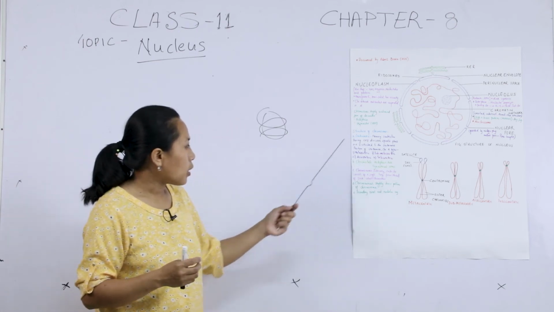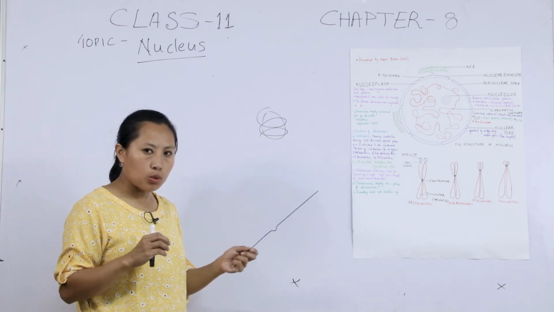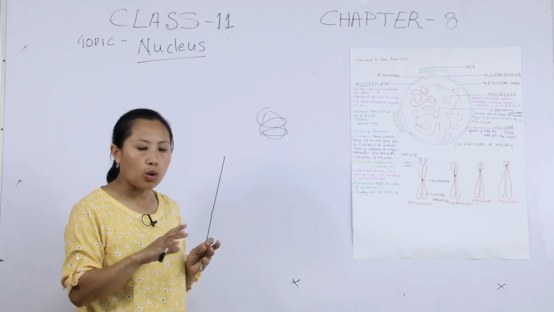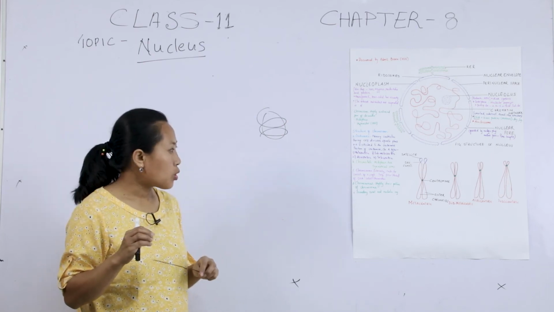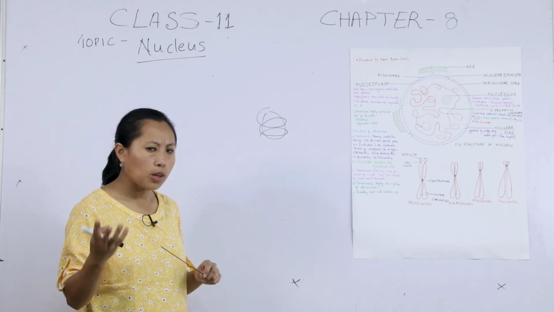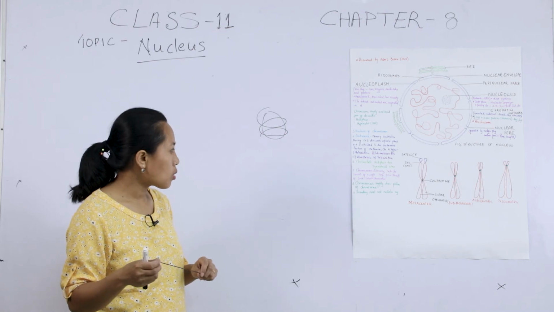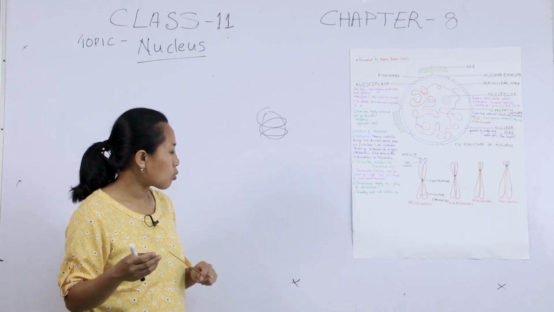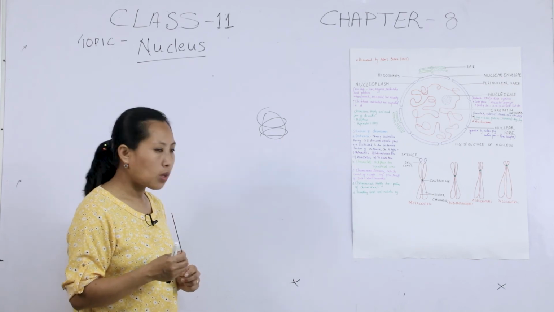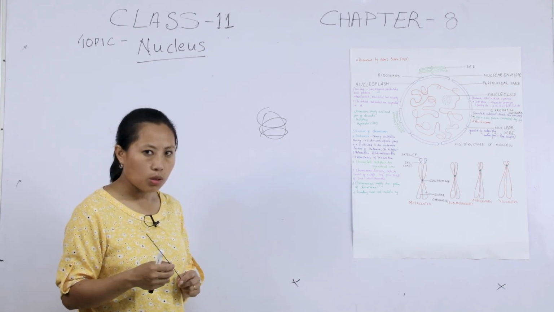Okay, and the position of the centromere in a chromosome varies. It is not constant in all the chromosomes, but the position of the centromere varies in different types of chromosome, and accordingly, there are 4 types of chromosomes depending upon the position of the centromere. These are metacentric, submetacentric, acrocentric, and telocentric chromosomes.